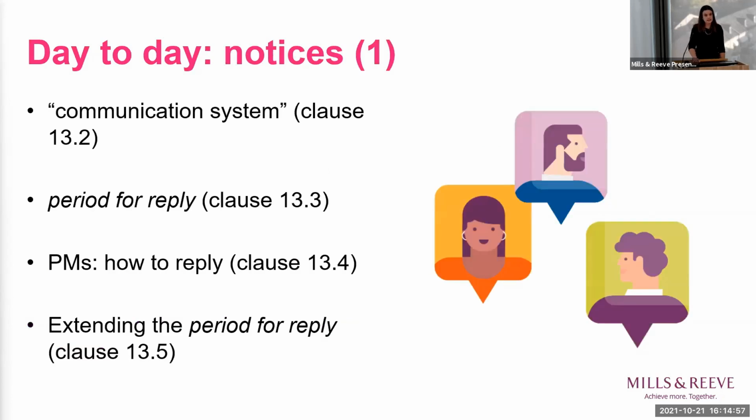The next thing I want to cover is notices. So the first thing to note is an NEC4 point. NEC4 includes the idea of a communication system. That is simply a reference back to the scope, and you set out how it is in the scope that you want the parties to communicate. Make sure you follow it if there is one. If there isn't one, make sure you agree up front how you are going to communicate with each other.